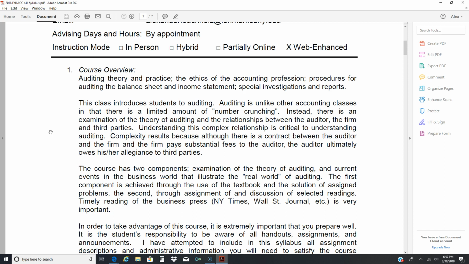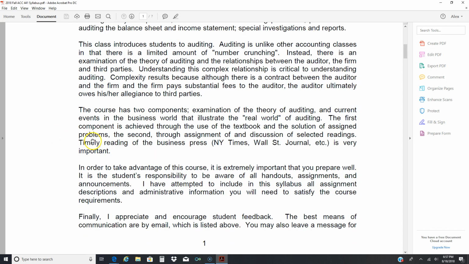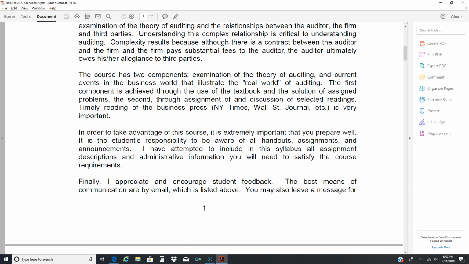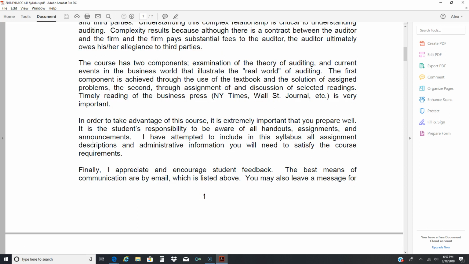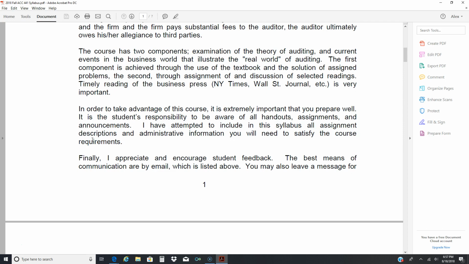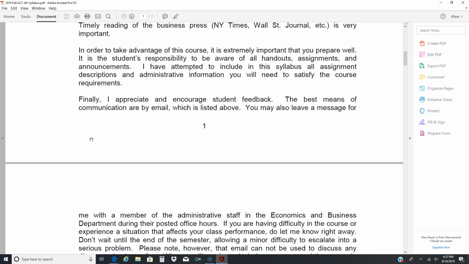Timely reading of the business press is very important. In order to take advantage of the course, it is extremely important that you as a student prepare well. It is the student's responsibility to be aware of all handouts, assignments, and announcements. I have attempted to include in this syllabus all assignment descriptions and all administrative information you will need to satisfy the course requirements. Finally, I appreciate and do encourage student feedback. The best means for communication is by email, which is listed above.